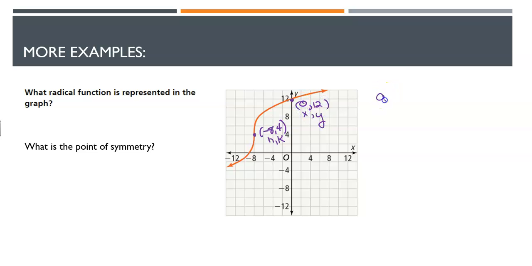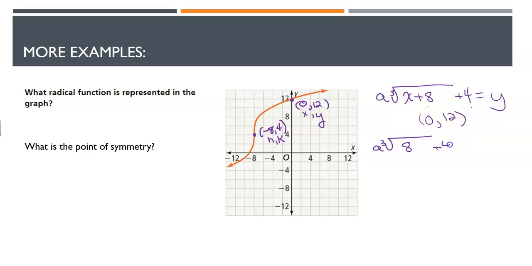Now I know I have a square root of, oh, square root? No, this is a cubic. That's a cubic root of x minus negative 8, so it's x plus 8, plus 4 equals y. So here's my h and here's my k. Now I'm going to put 0 in for x and 12 in for y. So a times the cubic root of 8, because 0 plus 8 is 8, plus 4 equals 12. The nice part here is that the cubic root of 8 is 2. So a times 2 is the same thing as 2 times a.